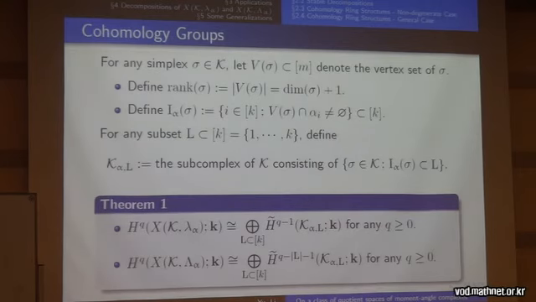Okay. So you can see that when alpha is a trivial partition, then K alpha L is just the full subcomplexes of K that restrict to L, right? So this formula generalizes the Coxeter formula. Okay, so this is our first theorem, and this theorem is completely parallel to the Coxeter formula for the cohomology groups of moment-angle complexes.